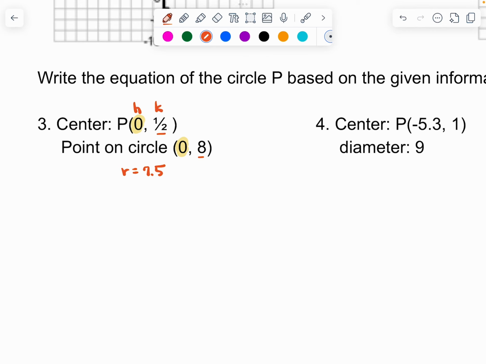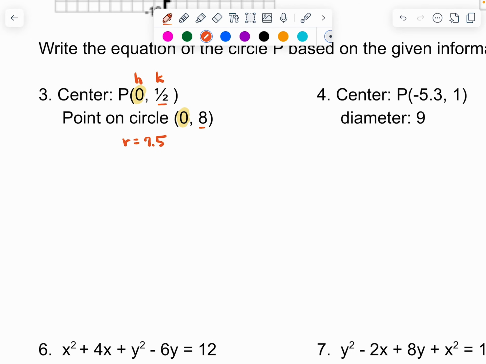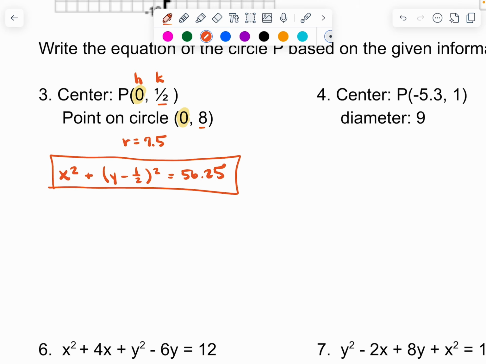If you want to do the distance formula or whatever, you're more than welcome to, right? But we don't really have to do all that work when only the y values are changing and not the x values. All right, and then now we can just throw all those numbers into the standard form, which will give us x squared, since again we're not moving in the x direction, but we are moving up in the y direction by 1/2, so that's going to be y minus 1/2 squared. And then we want to take that 7.5 and square it, which is going to give us 56.25. Right, and that's it. That's our equation.